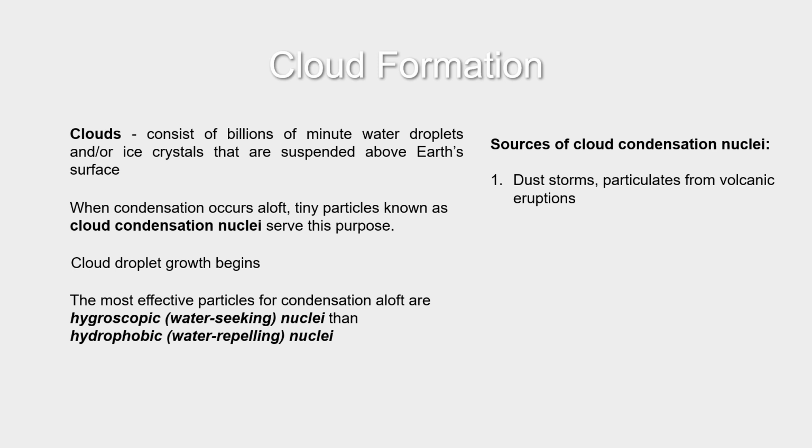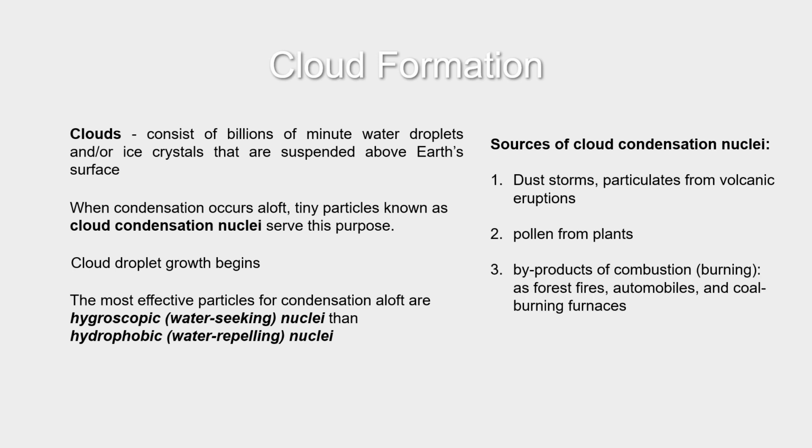First is dust, then particulates from volcanic eruptions, and we also have pollen from plants. They could also be introduced to the atmosphere through the byproducts of combustion or burning, like forest fires, automobiles, or coal-burning furnaces.